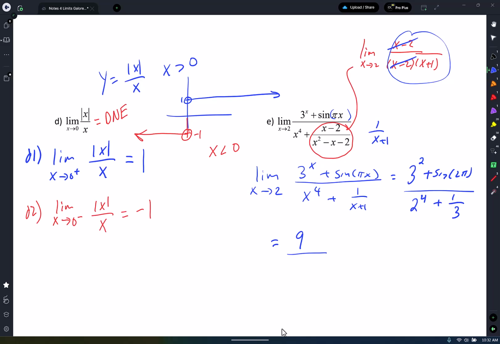2 to the 4th power. 2 times 2, 4. 4 times 2, 8. 8 times 2, 16. Plus 1/3. An improper fraction or a fraction within a fraction. We don't want that. Turn that 16 into, what's 16 times 3? 16, 32, 48.